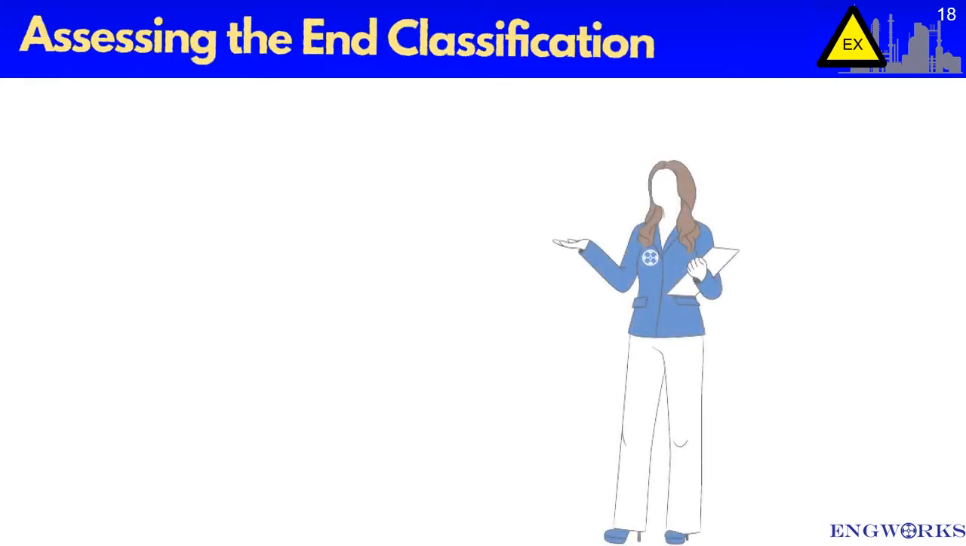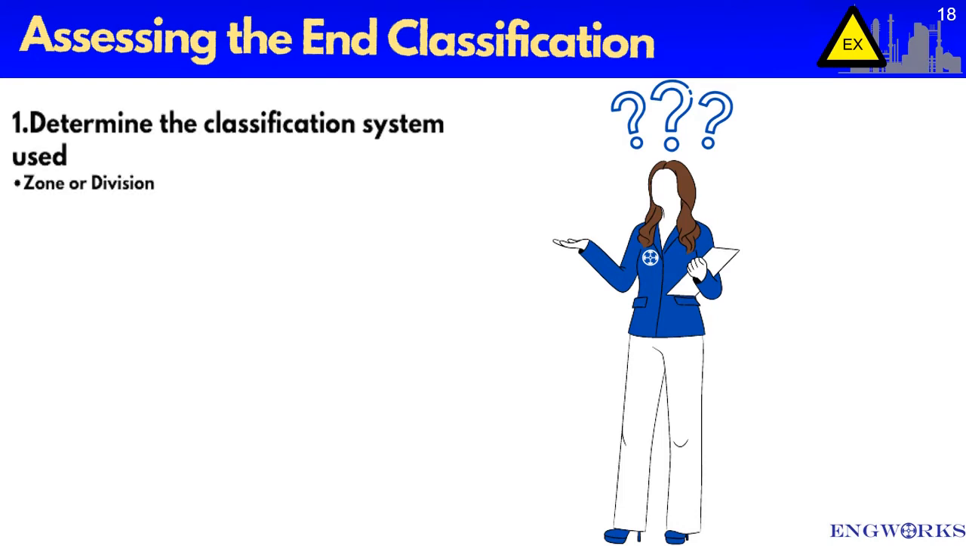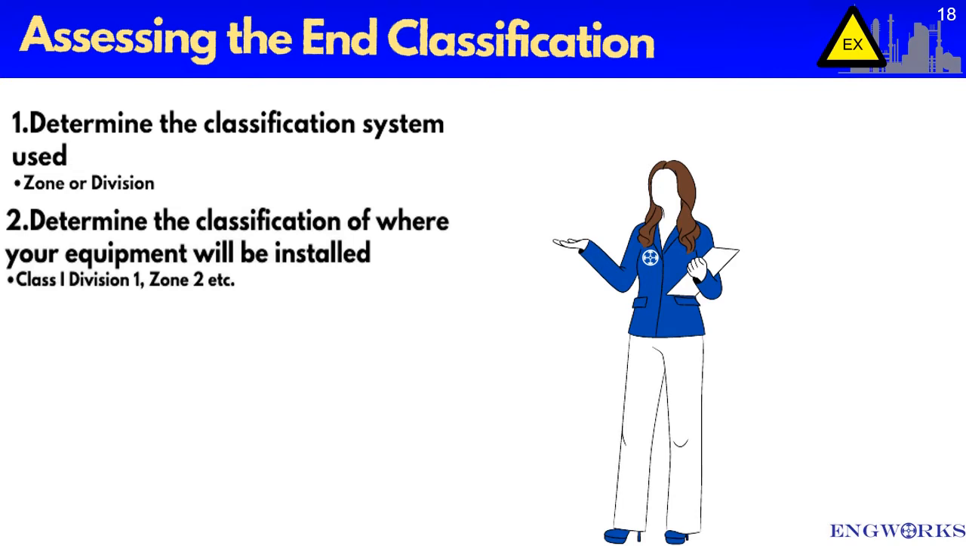So now that we know a bit about zone and division classified areas, let's review what information we need to make an assessment. The first step is to determine what classification system is used. This will tell us whether Section 18 or Appendix J18 applies within the Canadian Electrical Code. This will be evident from the drawing legend. Next, we need to determine the zone or division where the product will be installed. The hazardous area classification documentation will provide this information.